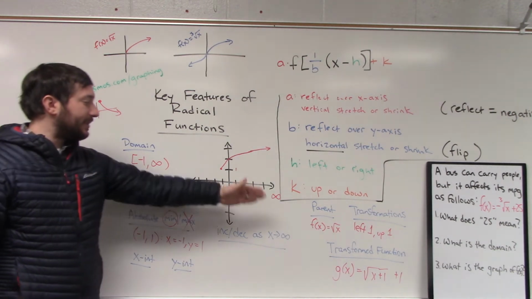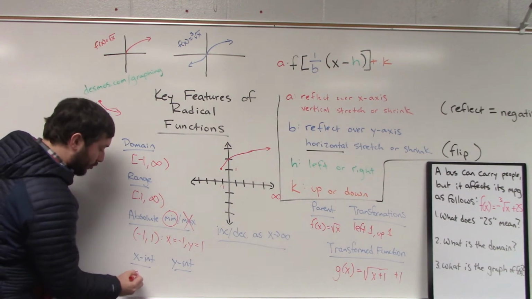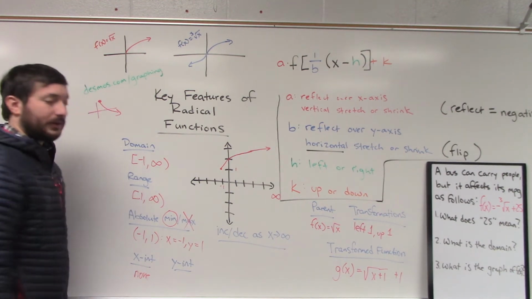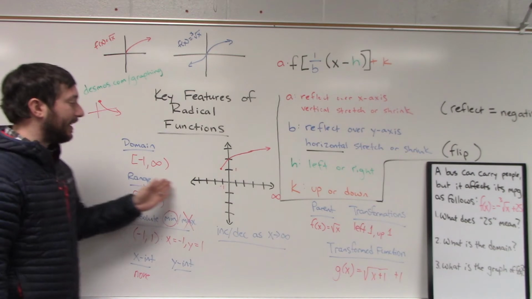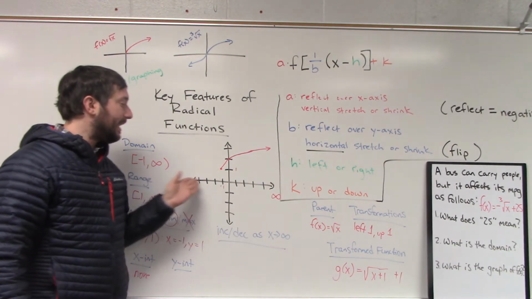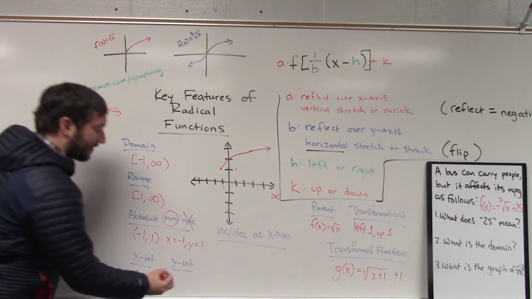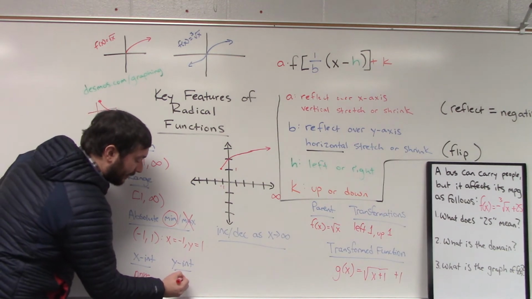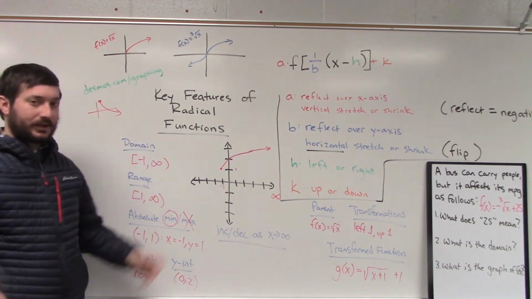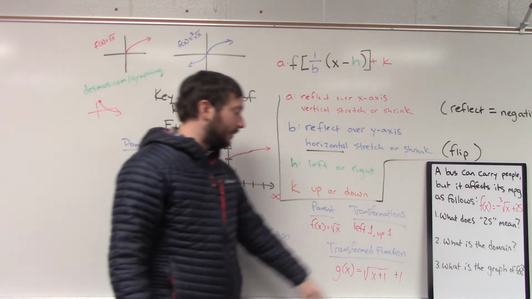X-intercept. Does the graph ever cross the x-axis? No. There is no x-intercept in this case because the graph does not cross the x-axis. Now it does cross the y-axis, right? At 0, 2. You can confirm that if you wanted to by taking a look over here.